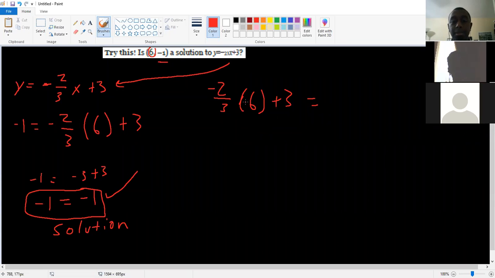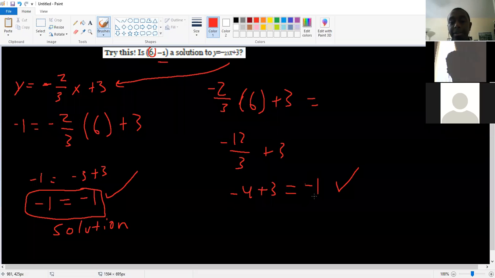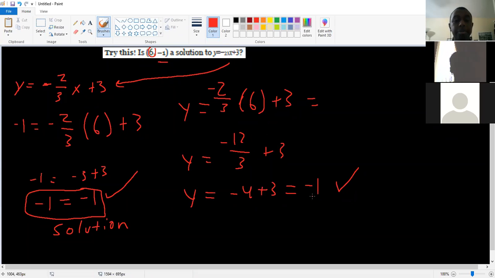-2 times 6, -12, over 3. This equals -4 plus 3, and that is equal to -1. So because you get -1 as your y coordinate, you also know that this is a solution. So there's two ways you can do it. You can get a true statement, or you can get the y coordinate when solving for the x. So you get y equals -1.